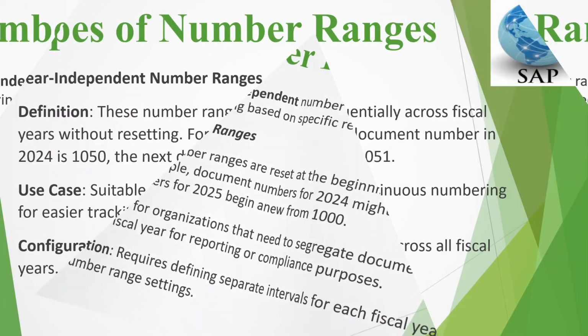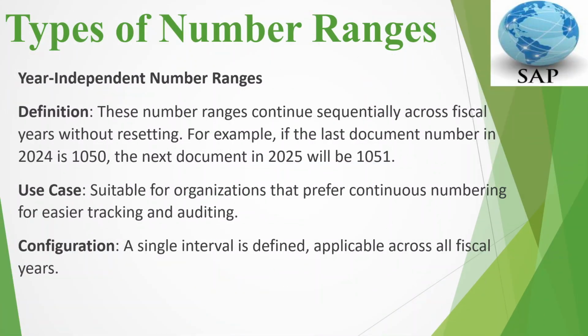Moving next, year independent number ranges. These number ranges continue sequentially across fiscal years without resetting. For example, if the last document number in 2024 is 1050, the next document number in 2025 will be 1051. That means it will continue picking up the next numbers available even switching the years from 2024 to 2025.